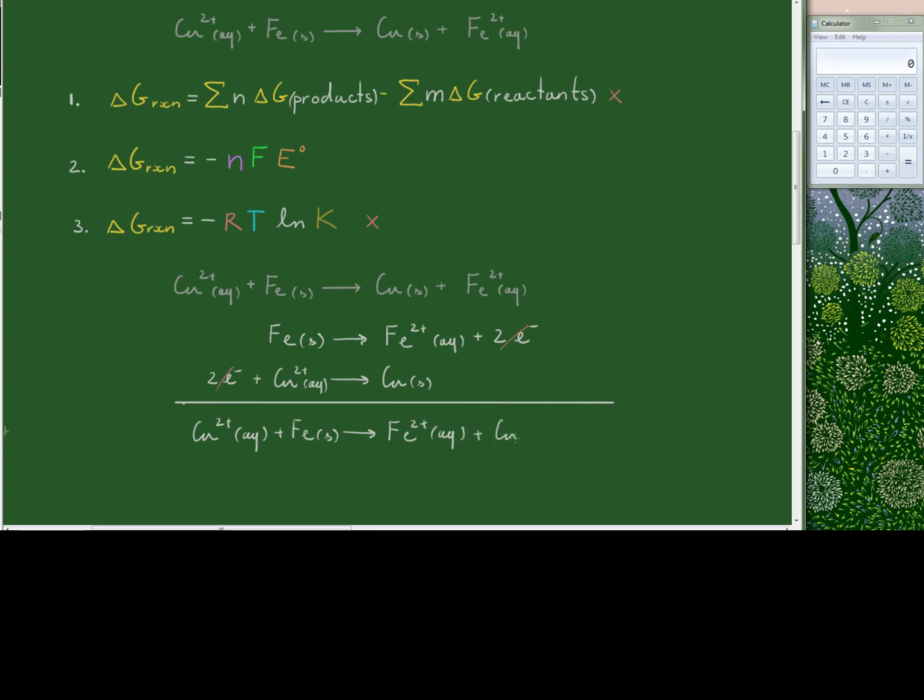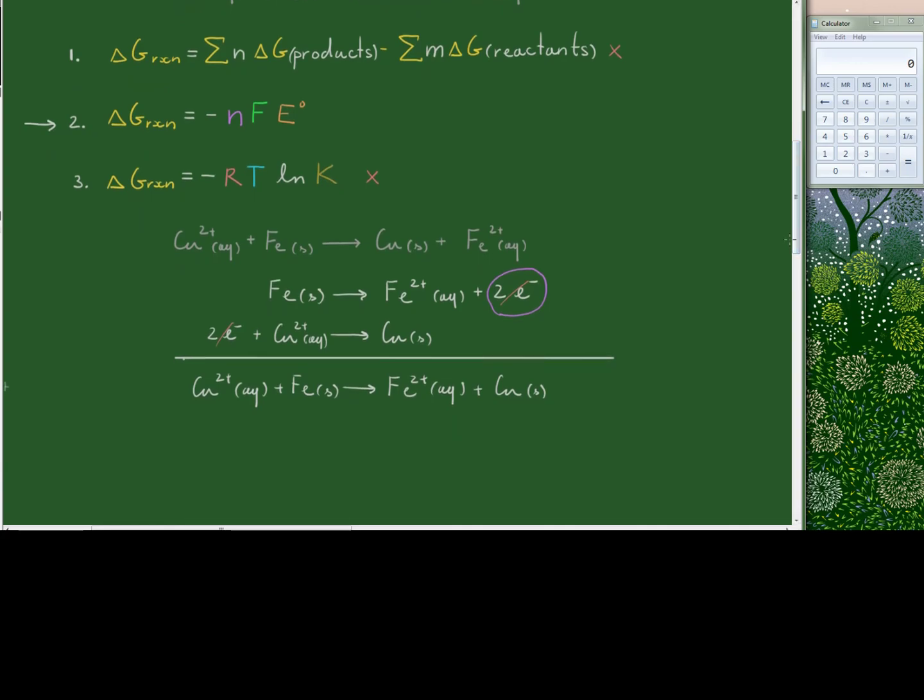However, by doing this step of using the half reactions, I have figured out the number of electrons involved in my process. And that is something I need if I want to use equation number 2. So I have figured out that the number of electrons used in the process are 2.